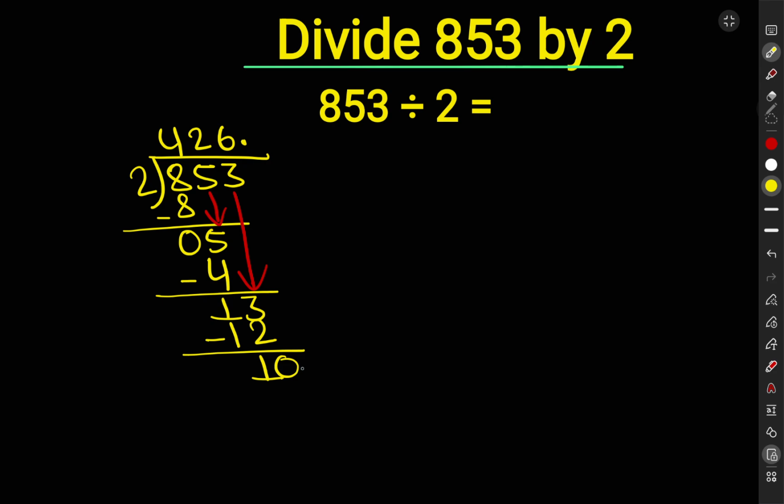So now it is 10 and 2 times 5 is 10. On subtracting we get 0. So 853 divided by 2 is 426 decimal 5.